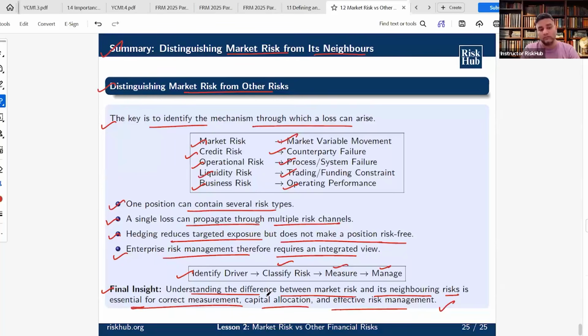A few common mistakes which you need to keep in mind. Classifying by instrument rather than by driver. That's a common mistake. Calling every bond loss credit risk or every trading book loss market risk is wrong. Treating credit spread risk and default risk as the same thing is wrong. Credit spread moves are measured as market moves, while the bond still pays. Default is a separate mechanism needing a separate charge. Confusing systematic risk with systemic risk is also a problem.